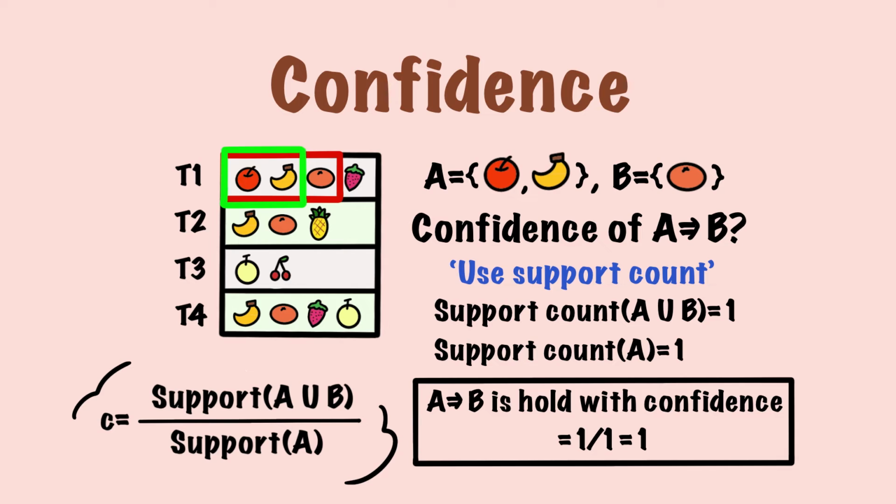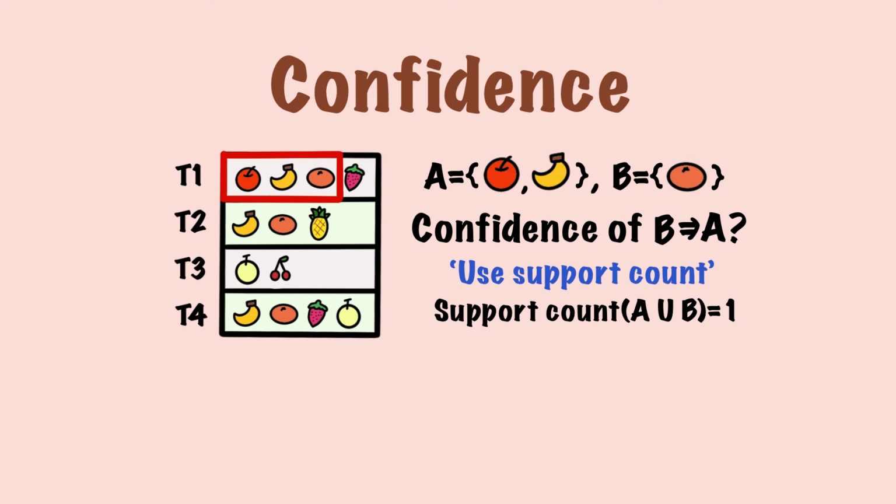Remember we said the confidence of A to B is typically different from the confidence of B to A? To prove this, I would also calculate the confidence of B to A for you. This time we don't look at a formula. The numerators are the same, since the union of A to B is equal to the union of B to A. However, the denominator changes.